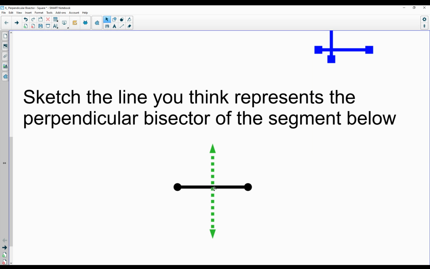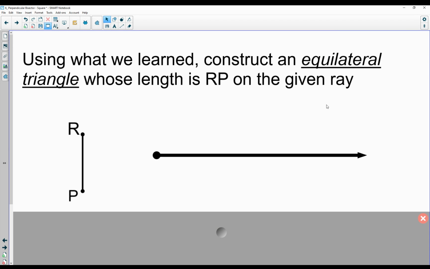So in order to construct the perpendicular bisector, we're not going to just sketch something. It's going to be very precise. We're going to use our compass and our straight edge. We actually can use the equilateral triangle construction to get the perpendicular bisector of any segment. So it says, using what we learned, construct an equilateral triangle whose length is RP on the given ray. All right, so let's start this. So we are going to copy RP to the given ray and then construct the equilateral triangle.